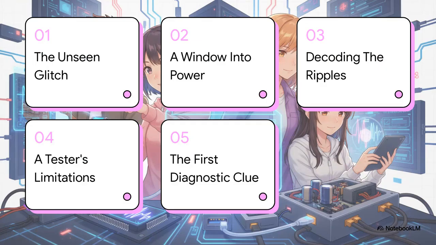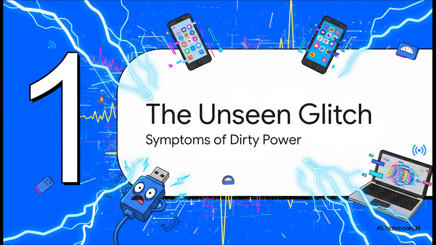So here's the game plan for today. We're going to start by really identifying this unseen glitch. Then we'll look at a cool little tool that gives us a window into our system's power. After that, we'll decode what we're actually seeing, talk about the tool's limitations, which is super important, and finally, figure out its true role as that first big clue in solving these tech headaches. All right, first up, the unseen glitch.